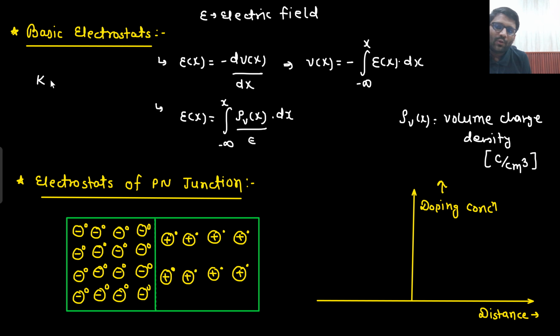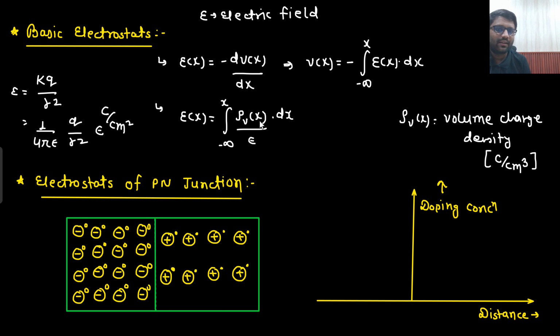So do you remember kq by r square? I am just telling how to remember this formula. Do you remember kq by r square? Yes, sir. Electric field is equal to kq by r square. What was your k? Sir, it was 1 by 4 pi epsilon naught or epsilon, q by r square. So this would be Coulomb per centimeter square divided by epsilon.